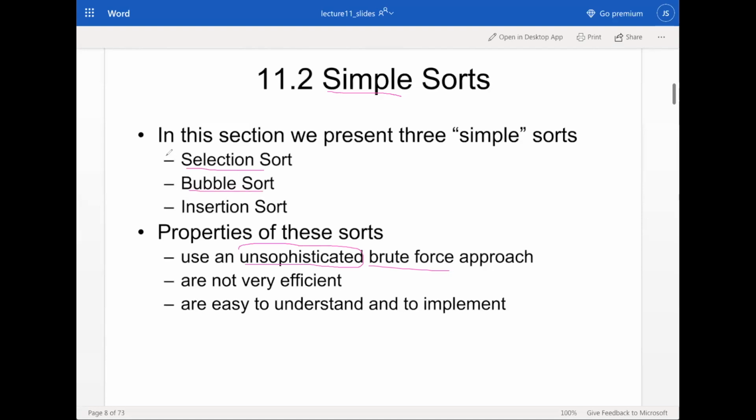The first one is selection sort. We went through this briefly in earlier chapters. There's also bubble sort and insertion sort. So these are the three unsophisticated brute force approaches. They are not efficient at all, but they're easy to understand and implement. For this lecture, we're going to look at selection sort from an algorithmic approach standpoint and also a visual standpoint.